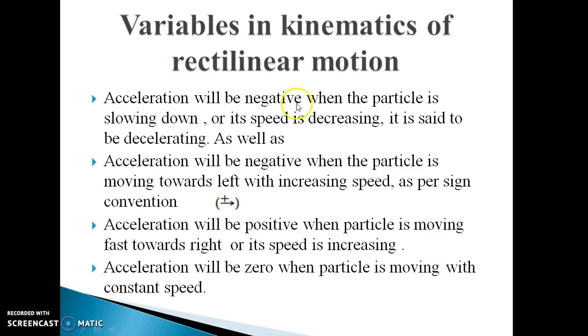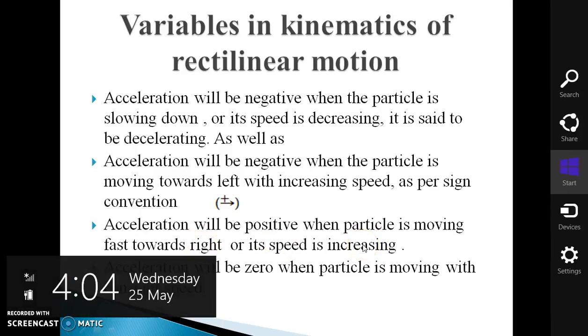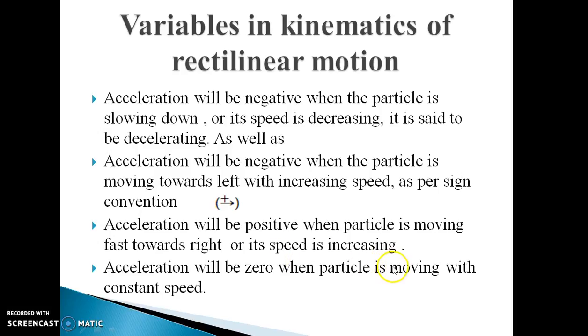Acceleration will be negative when the particle is slowed down or its speed is decreasing. It is said to be decelerating. Acceleration will also be negative when the particle is moving towards the left with increasing speed, as per sign conventions. Acceleration will be positive when the particle is moving fast towards the right or its speed is increasing. Acceleration will be zero when the particle is moving with constant speed.